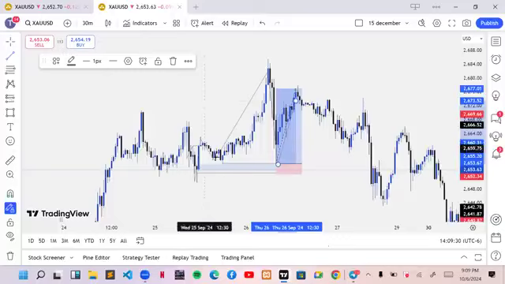I could have marked out this candle as my inducement. I could have marked out this one. Or what was the last one that pushed market in that direction? The last candle that pushed market to the new direction that it broke out into, that is the one I'm marking out just to make the chart look cleaner.